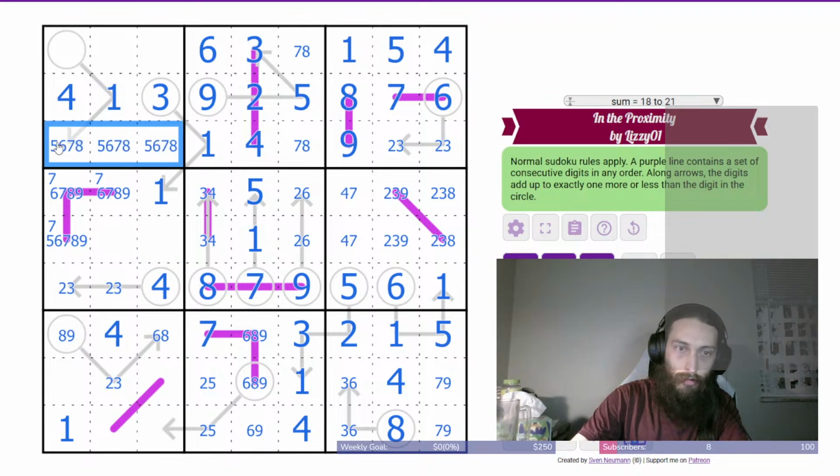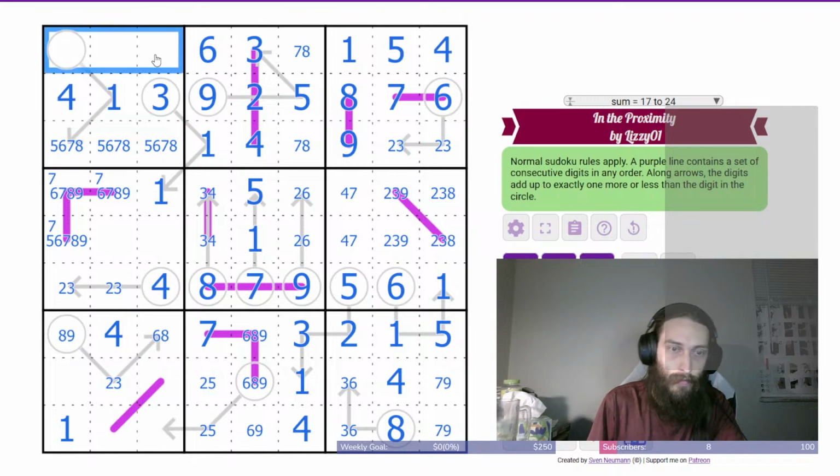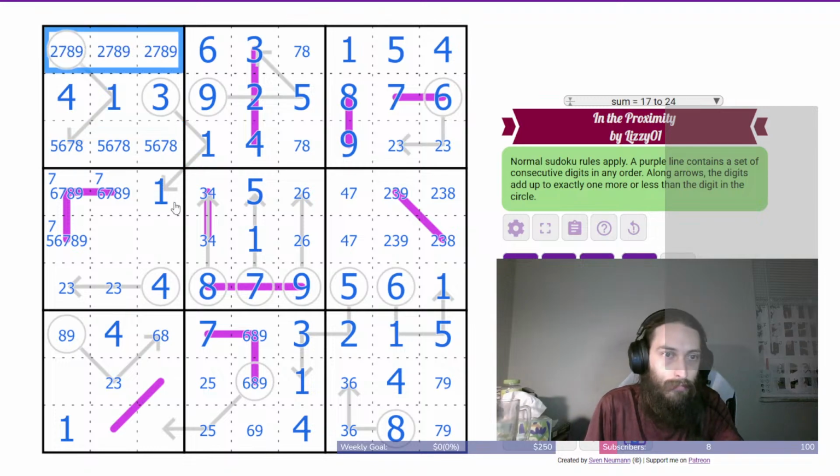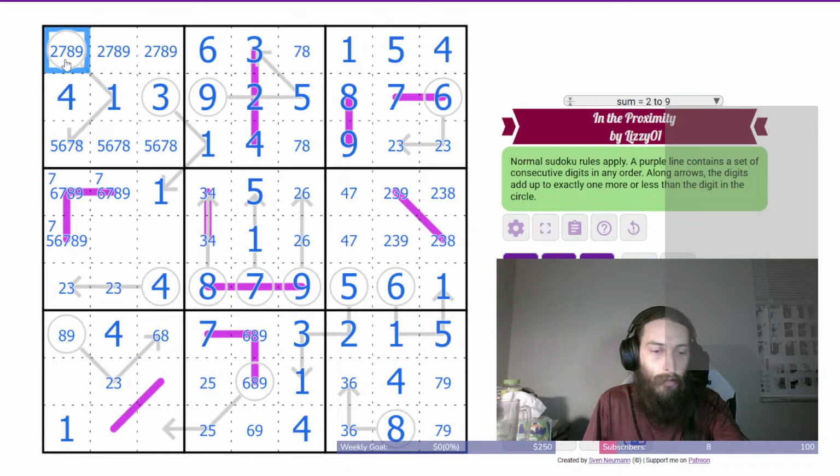One, 4, 9, 2, and 3. 6, 3, 1, 5, and 4. Well, this clearly can't be a 2. 1 and 5 is 6. 1 and 6 is 7. 1 and 7 is 8. 1 and 8 is 9.